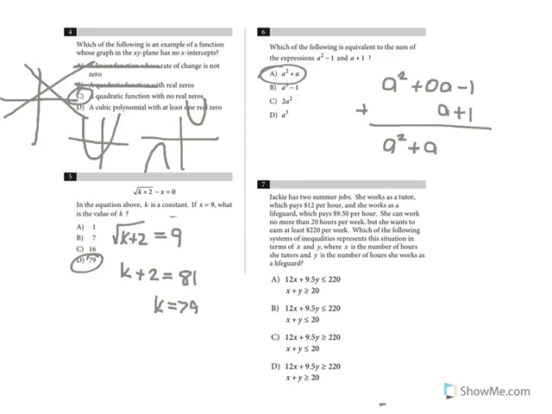Jackie has 2 summer jobs. She works as a tutor, which pays $12 per hour, and she works as a lifeguard, which pays $9.50 per hour. She can work no more than 20 hours per week, but she wants to earn at least $220 per week. Which of the following systems of inequalities represents this situation in terms of x and y, where x is the number of hours she tutors and y is the number of hours she works as a lifeguard? A lot of wording there.